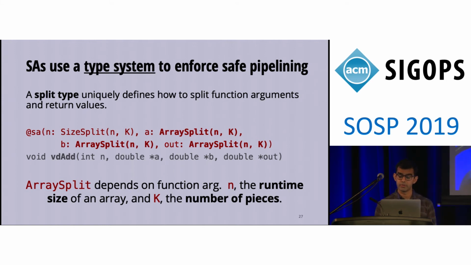So as an example, array split partitions arrays into regularly sized pieces. To uniquely define how to partition arrays into regularly sized pieces, we need both the length of an array, so that's n, and we also need the number of pieces into which the array is split, which the annotation denotes as k. And so k is actually a value that the runtime will set automatically based on the CPU cache sizes, for example. So as an example, array split 1010 uniquely defines an array of length 1000 split into 10 pieces. And this is a different split type from, say, array split 1100.